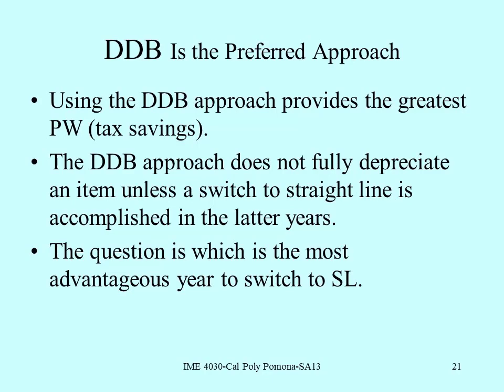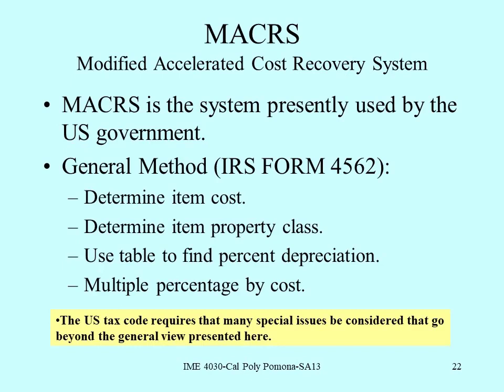But now let's go on to slide number 22 and talk about MACRS. This is the Modified Accelerated Cost Recovery System. It's currently in use, and it's a kind of a cookbook approach to depreciation. First, you determine what the cost is of your item. Second, you determine what property class it's in. Then from that, you go to a table that tells you what percent to depreciate each year. And you multiply that percent times your initial cost, and that gives you your depreciation for the year.